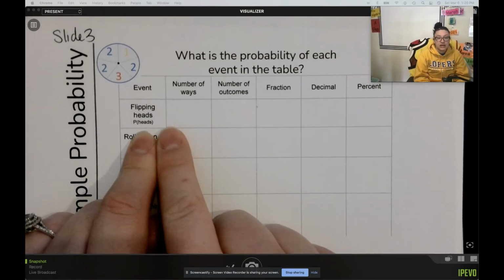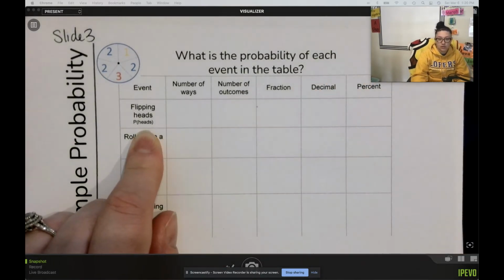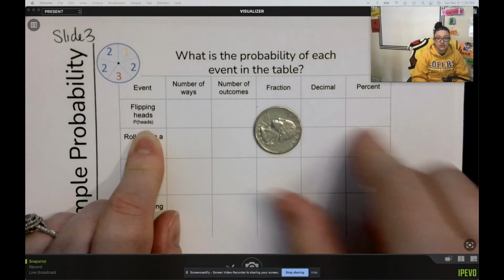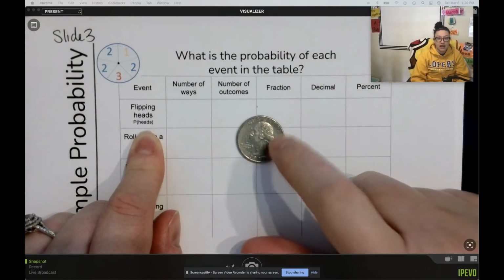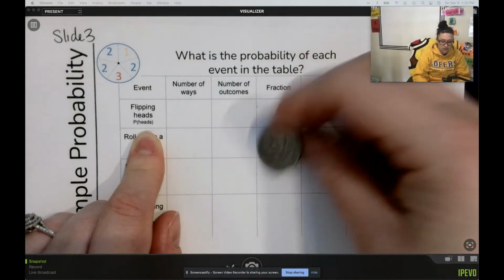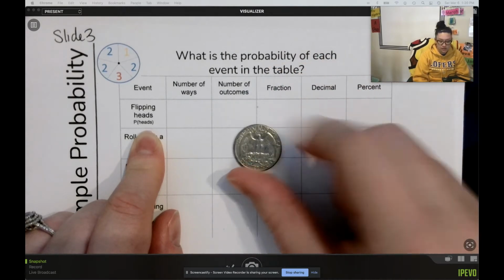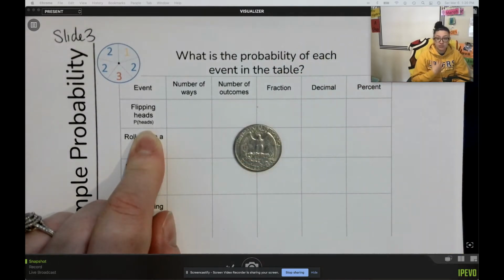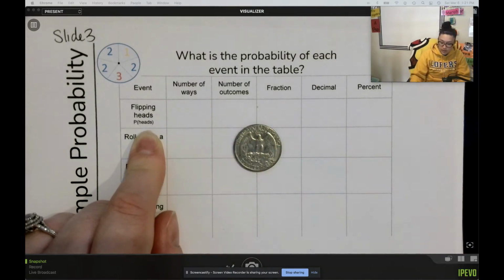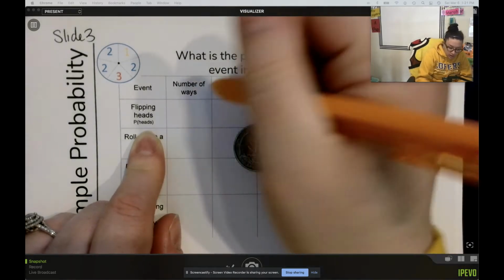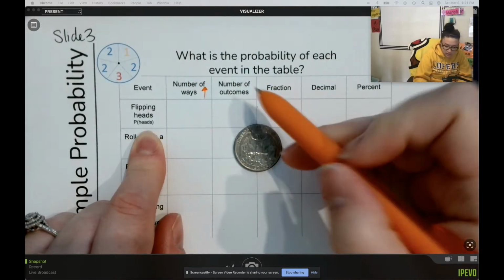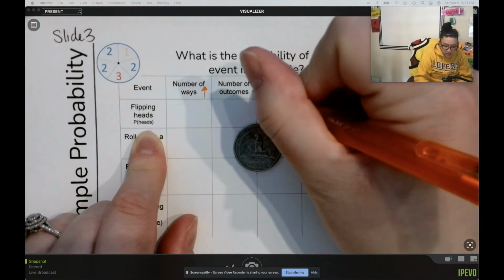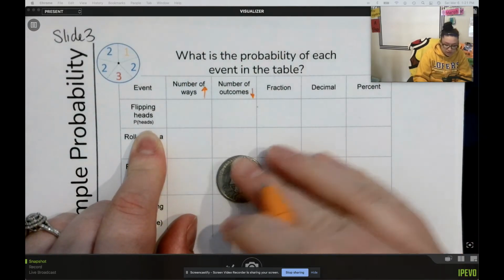So first, let's think about flipping heads on a coin. There's a quarter I found. I've got a heads, and on the other side, I've got a tails. So if I'm trying to calculate the probability, remember the number of ways is going to go on top of my fraction, and the outcomes is going to go on the bottom of my fraction.